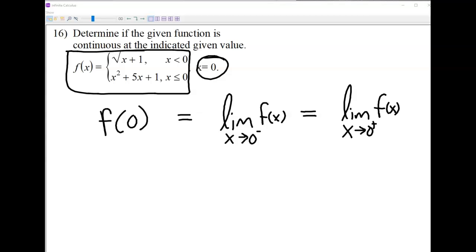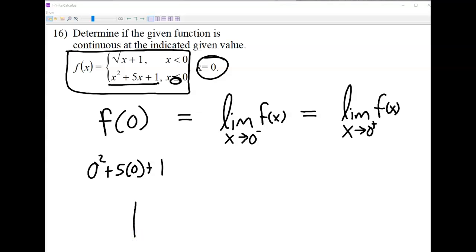So for f of 0, I'm going to find out where the equal sign is, and as you guys can see, my equal sign's right there. So that means I'm going to use this piece to find out what the function's value actually is at that point. So if I were to plug in 0, that would look like this, and I end up with 1.